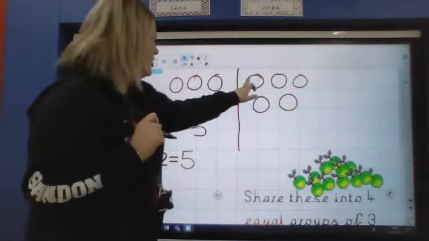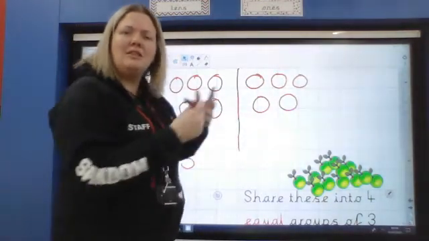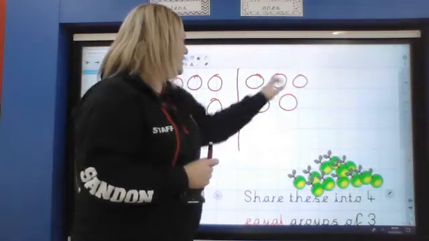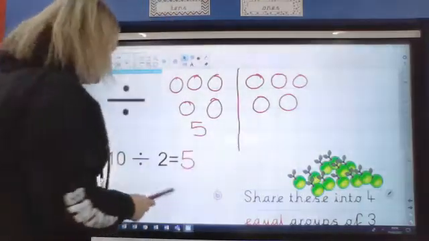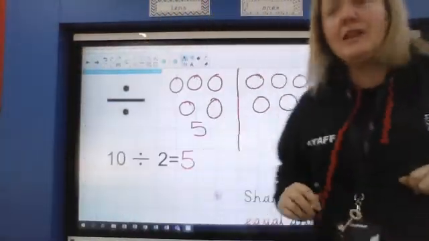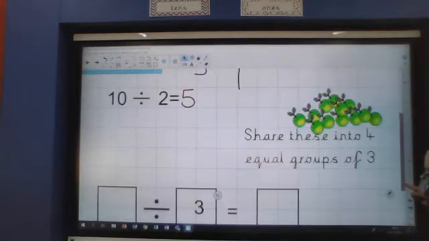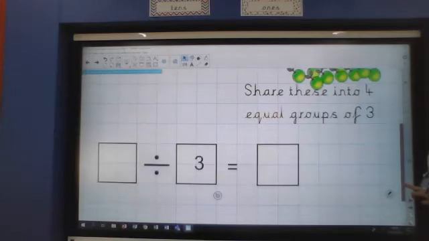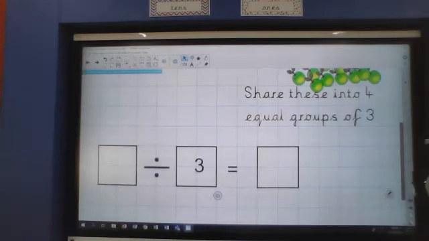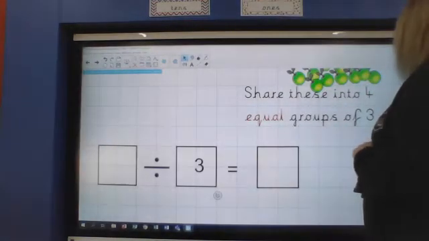And just to check it, this should be equal. And remember what we said equal meant? Equal meant the same. So we've got 1, 2, 3, 4, 5. So there's 5 on there too. So we know that 10 divided by 2 equals 5. So here I've got some apples and it says, share these into 4 equal groups of 3. 4 equal groups of 3.